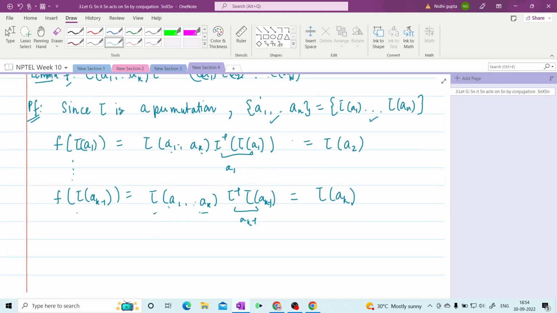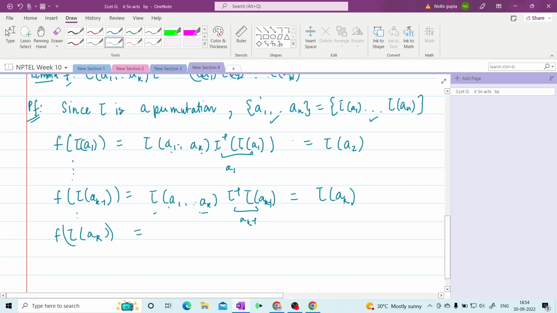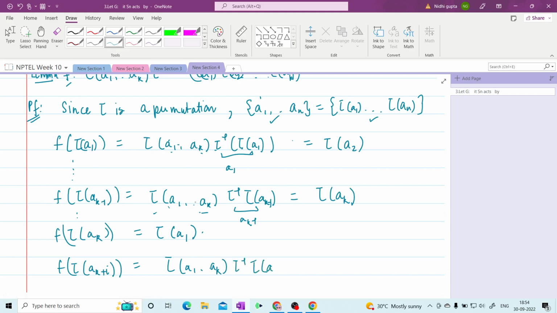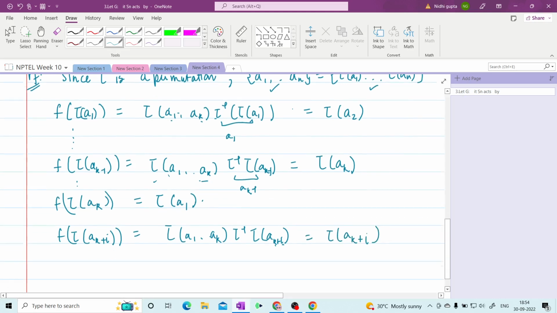And similarly, f of tau AK will turn out to be tau A1. And now f of tau AK plus I. So if we want to find this, now this is identity. This permutation fixes AK plus I. So say here it is this. So we see that this permutation f is also fixing this.